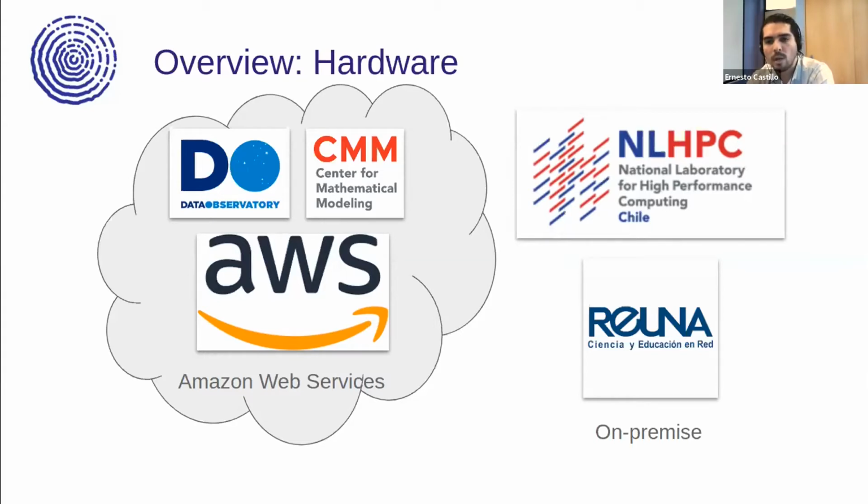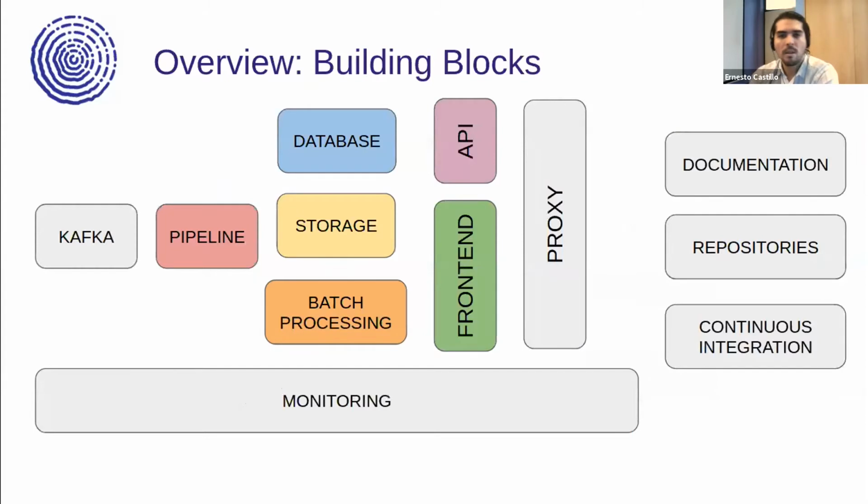We have some hardware on the Reuna network that we are planning to augment using some KML funds that we earned last year. We also use a cluster that is located in the National Laboratory of High Performance Computing here in Chile. In this diagram, we can see an overview of the main building blocks of our infrastructure. The ones in color are going to be discussed in more detail in the following slides.